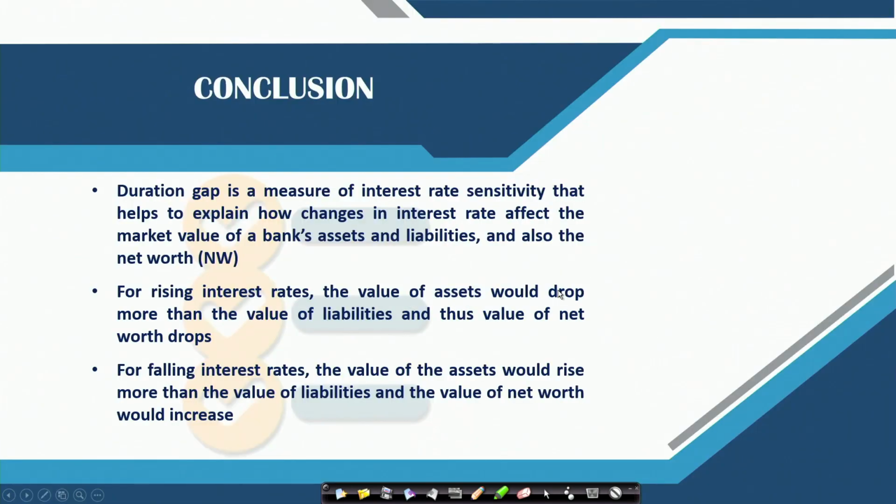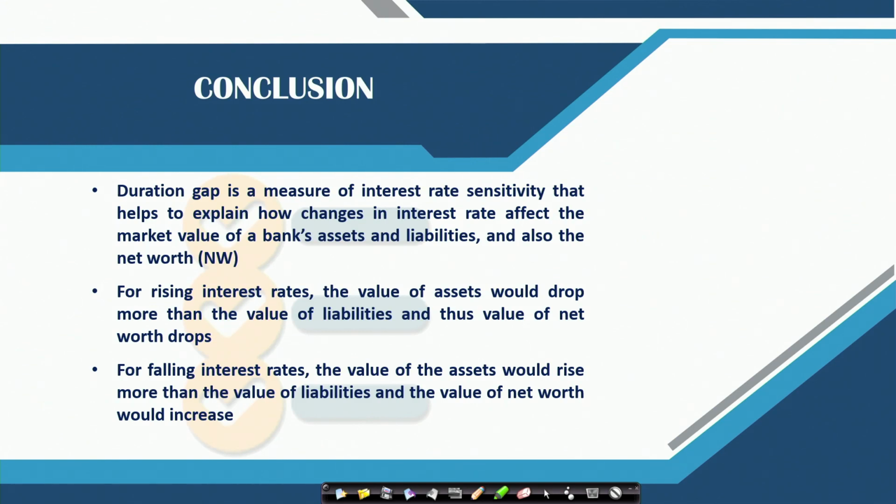If you see the conclusion, the duration gap is a measure of interest rate sensitivity that helps to explain how changes in interest rates affect the market value of the bank's assets and liabilities and also the net worth. For rising interest rates, the value of assets would drop more than the value of liabilities, thus the value of net worth also drops. And for falling interest rates, the value of the assets would rise more than the value of liabilities and the value of net worth would increase.